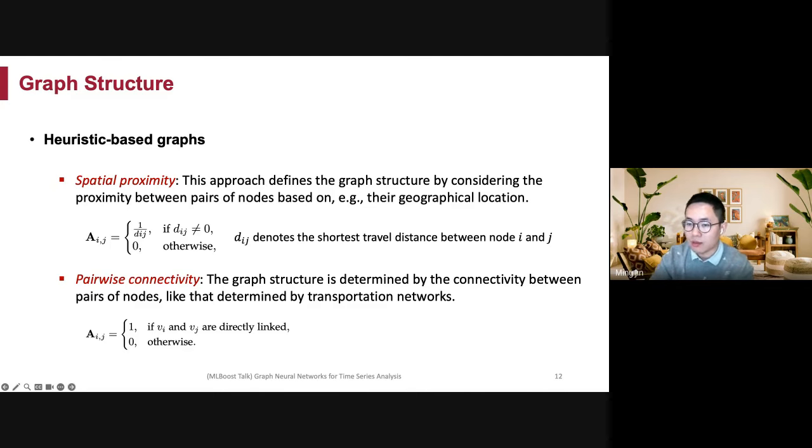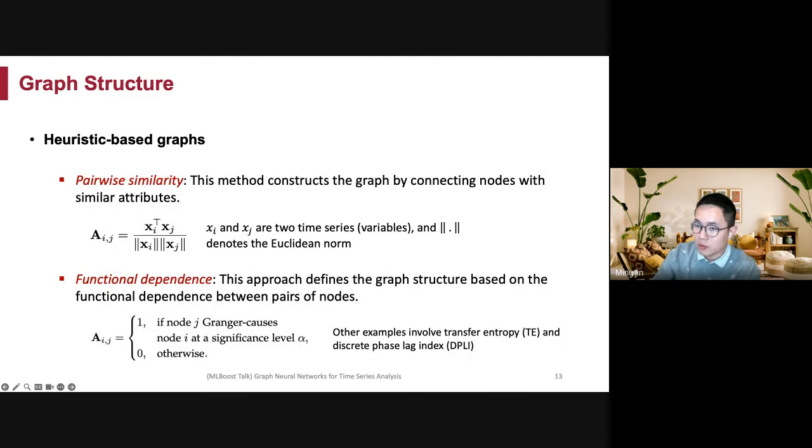And the second one is known as pairwise connectivity, where the graph structure is determined by the connectivity between two nodes. For example, it could be whether two nodes are directly linked or not. In this formulation, if Vi and Vj, the two nodes, are directly linked, then this entry in the adjacency matrix could be one, otherwise zero. So that's the first two typical ways to do that.